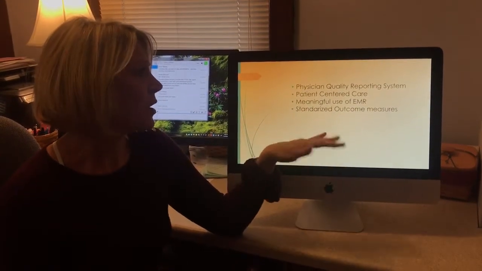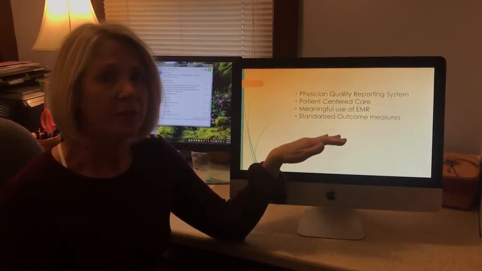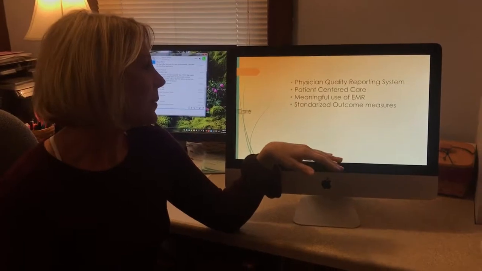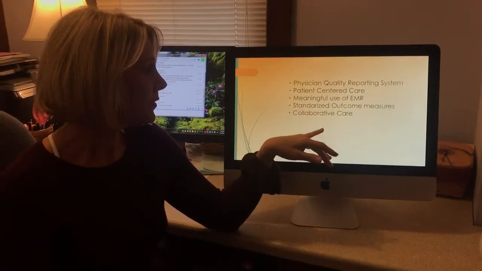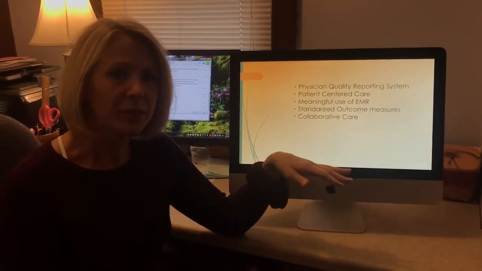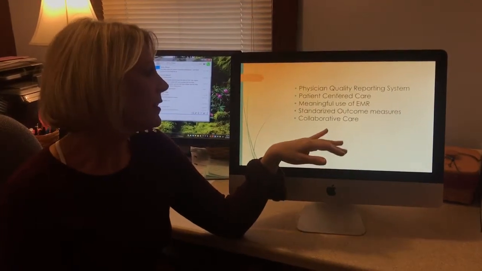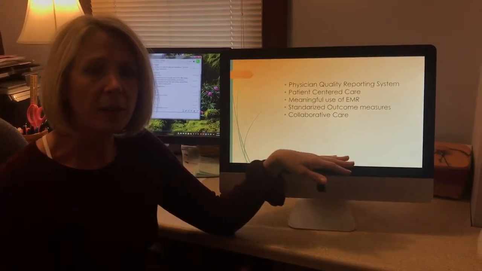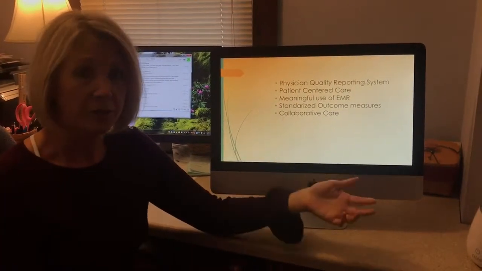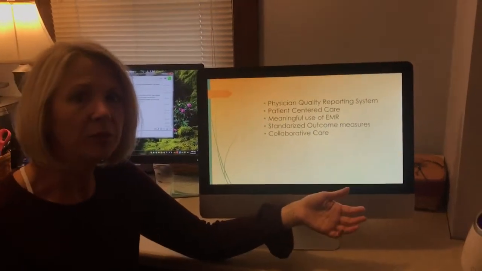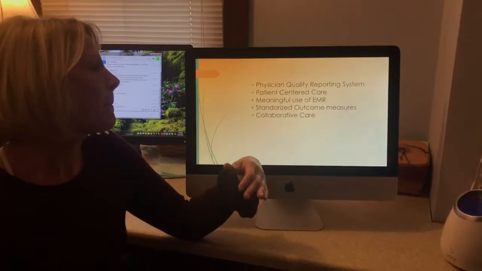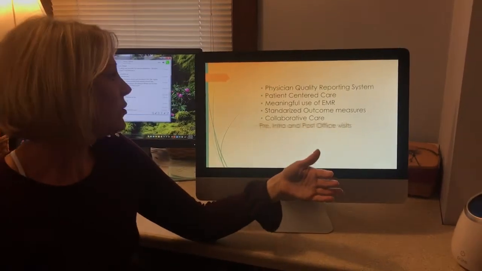Standardized outcome measures are already in place, it's just a matter of refining and making them better. Collaborative care doesn't really exist. I think we need it. I think our providers need to be communicating better. I think we need to have more of a team approach that's going to improve the quality of care. Everybody on the same page.